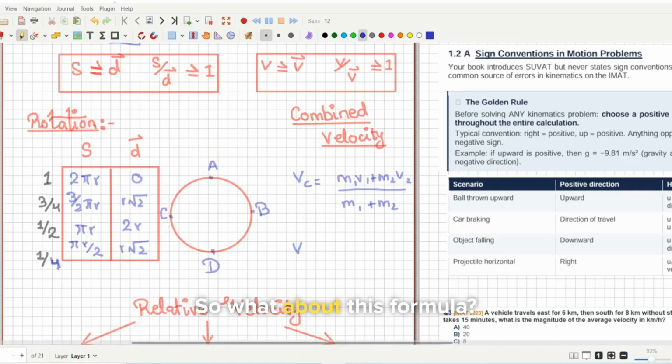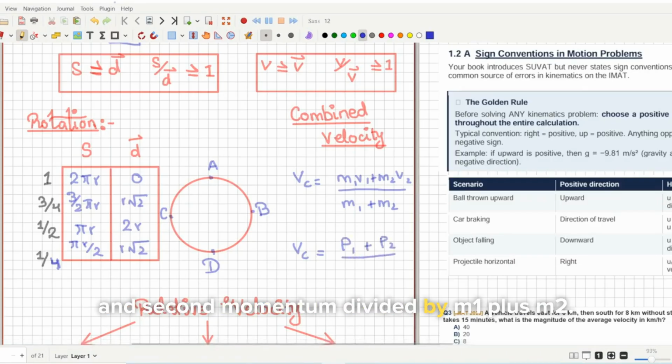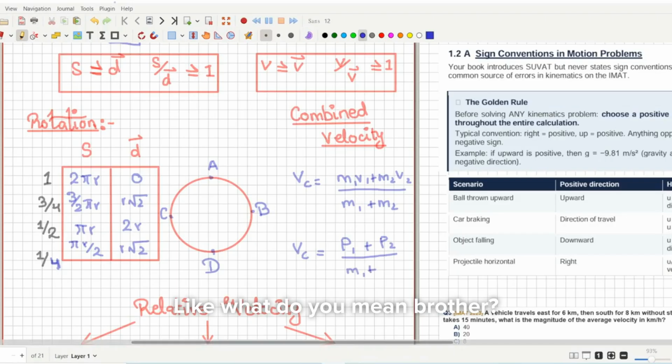So what about this formula? You can also write it down as m1 v1 plus m2 v2. So mv is the formula for momentum. You can also write it down as first momentum plus second momentum divided by m1 plus m2. Like, what do you mean, brother? What are you talking about? This is not making any sense.